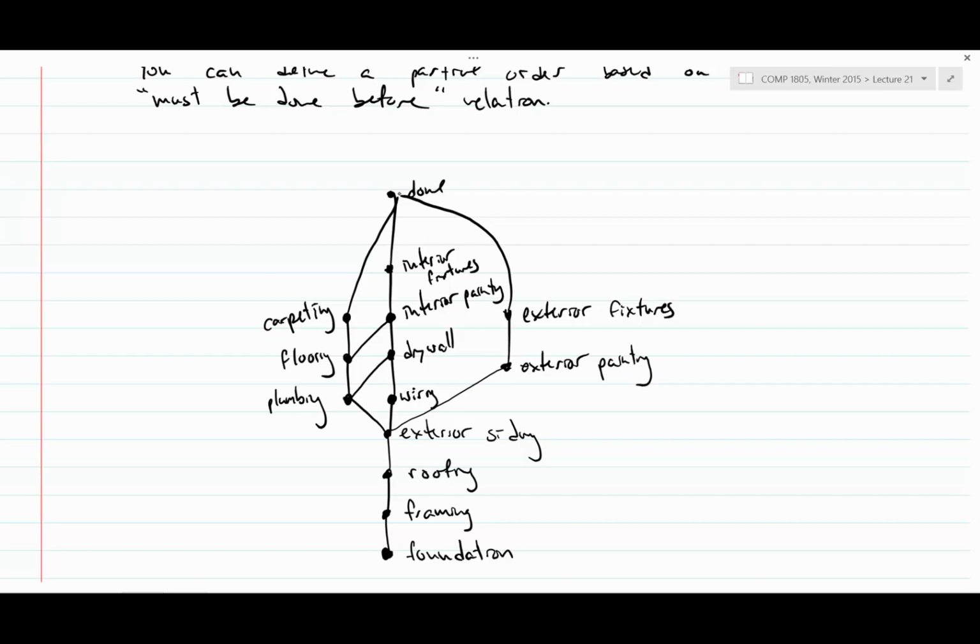Okay, so this is a partial order, and I know it's partial because some things are not comparable. For example, plumbing and exterior painting are not comparable. There's no all upwards path from plumbing to exterior painting, and there's no all upwards path from exterior painting to plumbing. You can do those things in either order. It doesn't really matter. So this doesn't specify a total ordering, and it might be nice to have a total ordering, but we can't just throw a total ordering on here and hope that it works.